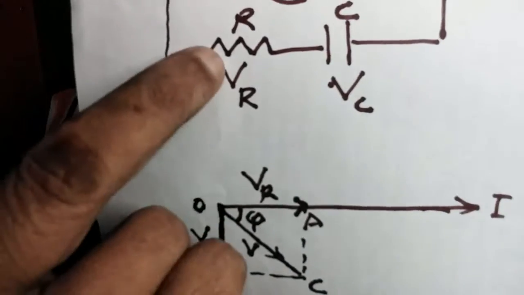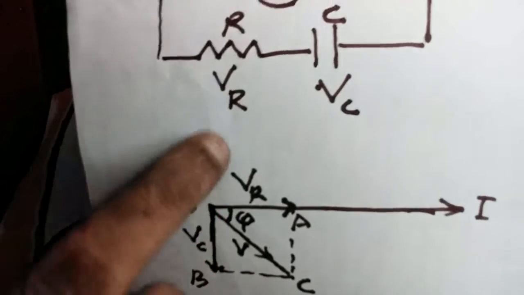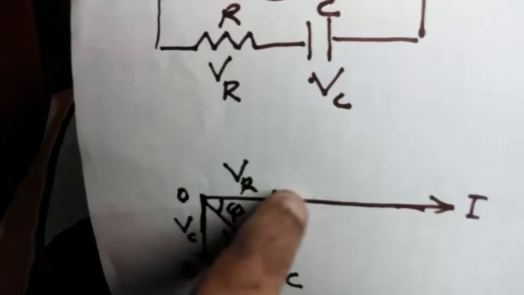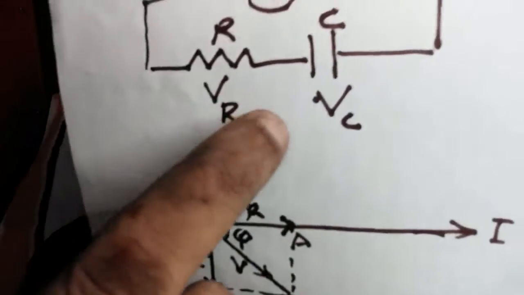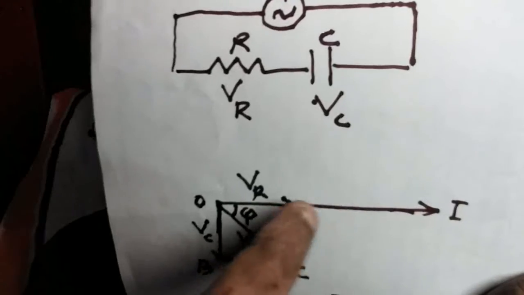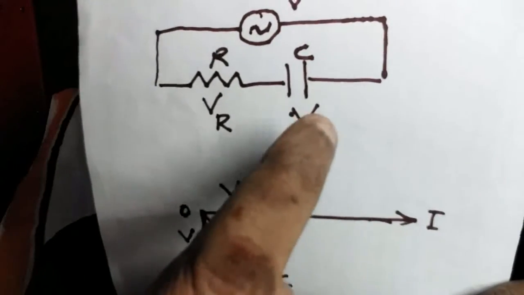Since resistance is an in-phase element, VR must be in phase with current, that is, this vector must be drawn on the same line. Voltage in a capacitor lags behind the current, and a lagging quantity must be drawn downward below the baseline. Since the phase difference is 90 degrees between voltage and current in a capacitor, VC must be drawn at 90 degrees in the downward direction.